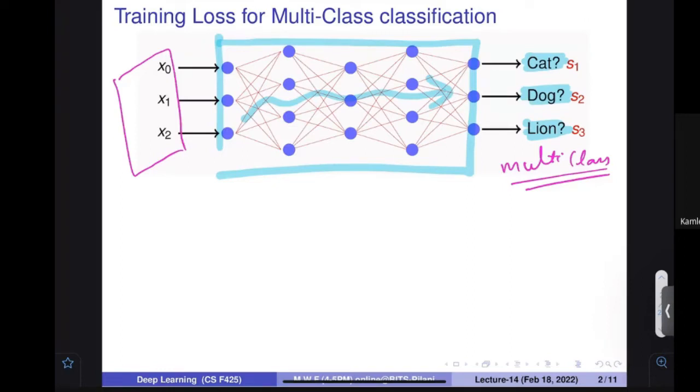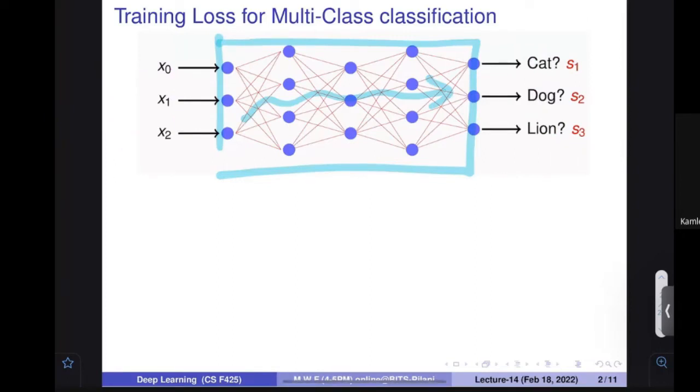In this setting, let's assume that at a particular time I feed some input, and I want to measure the output that comes across the output neurons. Let's assume the outputs are S1, S2, and S3. These are the three output values I get. For example, S1 could be 0.82, S2 could be 0.52, S3 could be 0.33.